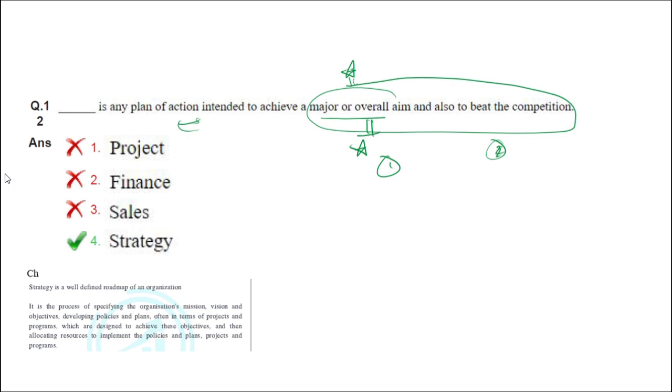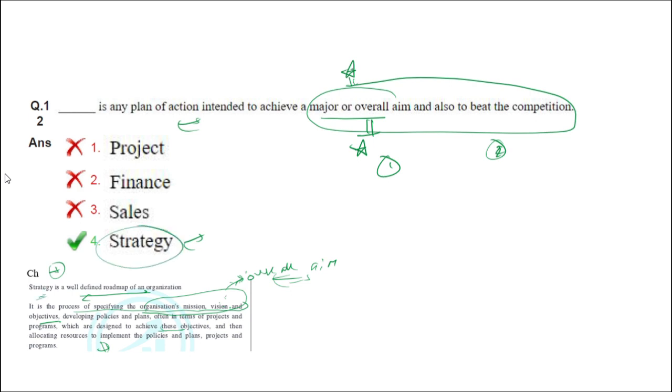So the answer is strategy. You can know this from our chapter on strategy. Strategy is a well-defined roadmap of an organization. It is a process of specifying the organizational mission, vision, and objectives, developing policies and plans which are designed to achieve these objectives, and allocating resources to implement the policies, plans and programs. So in strategy we are defining the organization's mission and vision, which is nothing but the overall aim of the company. So this is where the meaning of mission and vision comes from. So the correct answer is strategy.